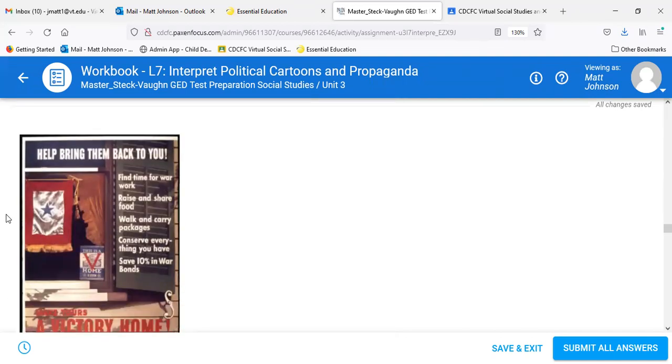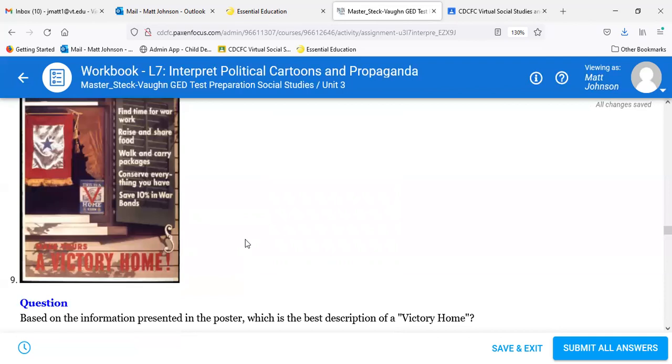All right. New poster. So now we're jumping to World War II. And again, more of the idea of propaganda. So the idea here, help bring them back to you. And it has, find time. We'll get into it after we talk about the poster a little bit. So find time for war work, raise and share food, walk and carry packages, conserve everything you have, save 10% in war bonds.